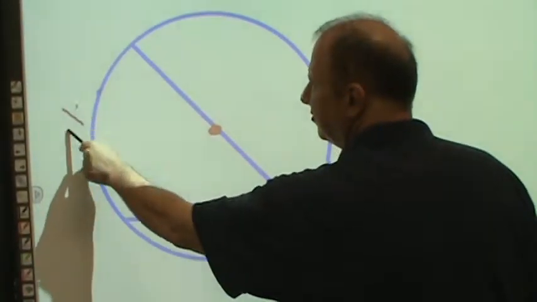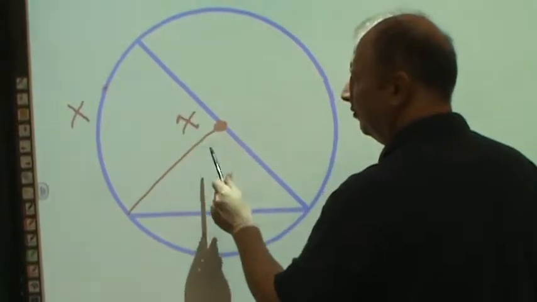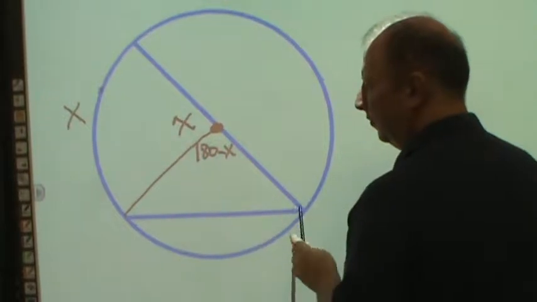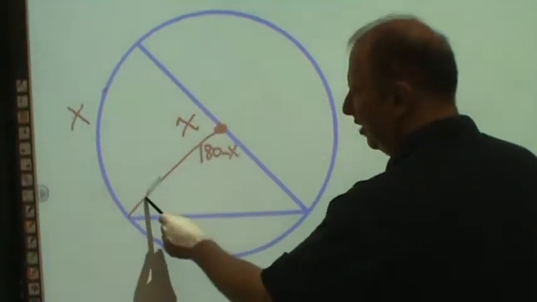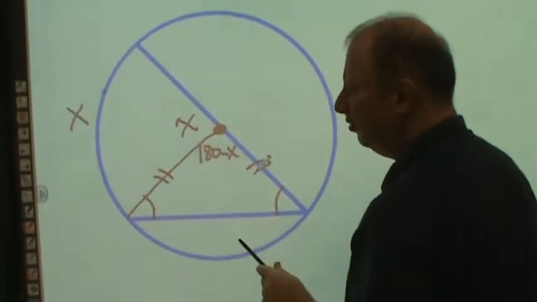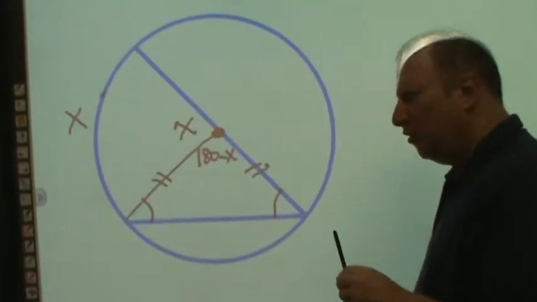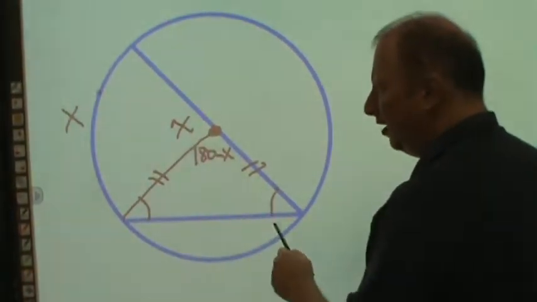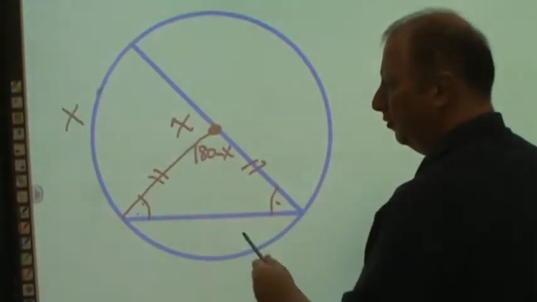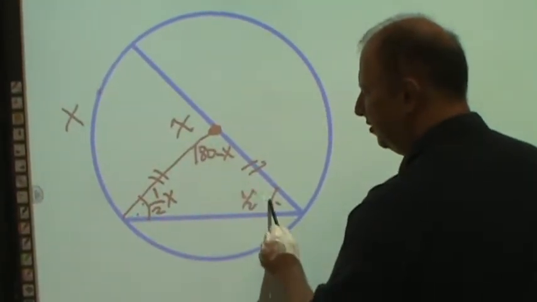with x. Let's say this is x. And this is x also. And this becomes 180 minus x. And if that's the case, we know this is equal to this. We have an isosceles triangle. Now, if you remember the rules for the exterior angle, we know this angle is equal to the sum of these two angles. Well, if that's the case, this is half x, and this is half x.